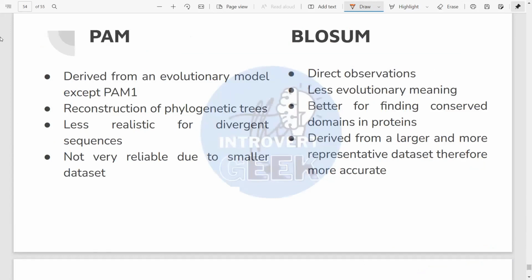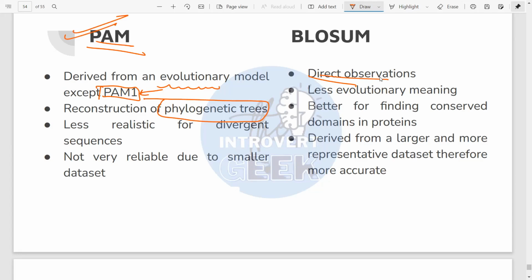Now, quickly, let's summarize this by understanding the differences between PAM and BLOSUM and when you should use what. As we see, the PAM matrix was derived by an evolutionary model, right? They looked at the different protein sequences and their evolution, and they created the matrix. Except for PAM1, the others are all derived. Whereas BLOSUM is a result of direct observations. Because PAM was derived using similar protein sequences that have evolved from each other, it is very useful for construction of phylogenetic trees. So when you want to construct phylogenetic trees, you should go for the PAM matrix.